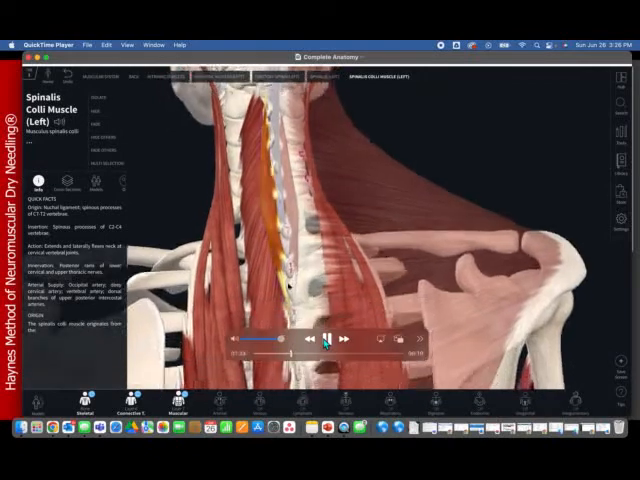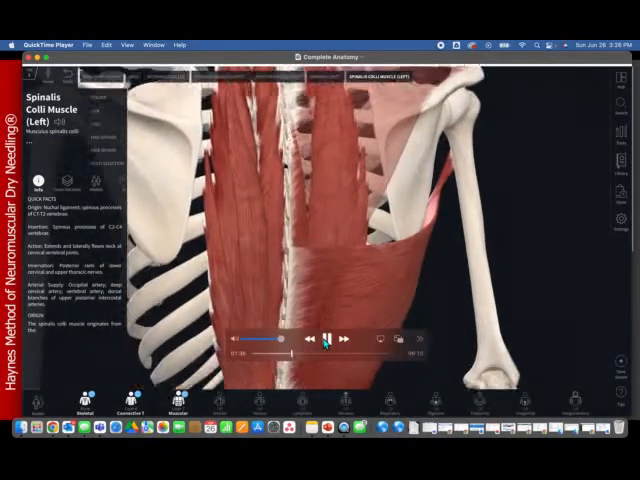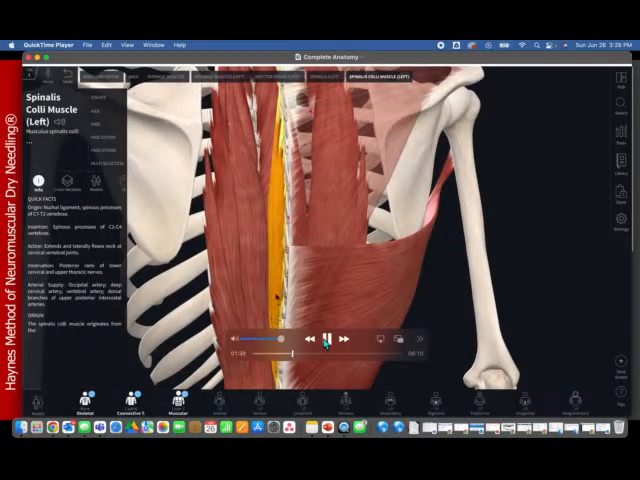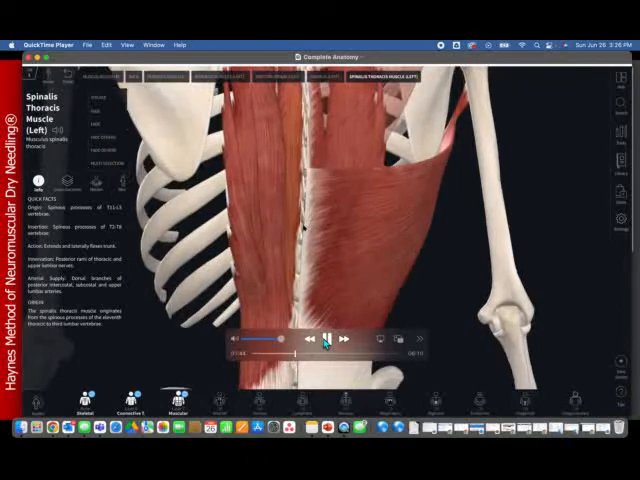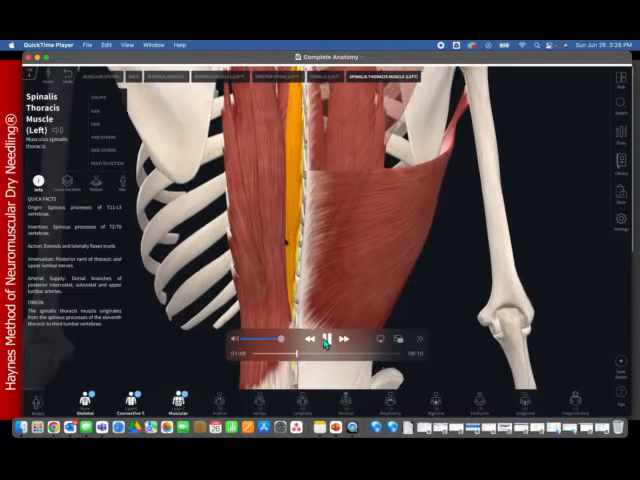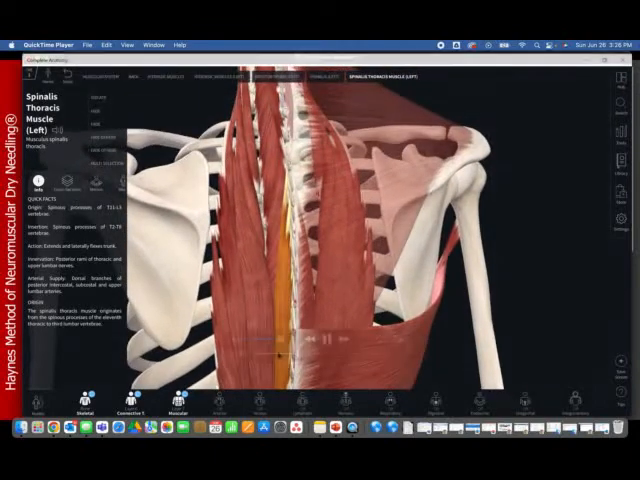We move further distally into the thoracic spine, and then we'll see the spinalis thoracis. So here, the origin, the spinous processes of T11 down to L3. The insertion in the spinous processes of T2 down to T8. And again, extends and laterally flexes the trunk.